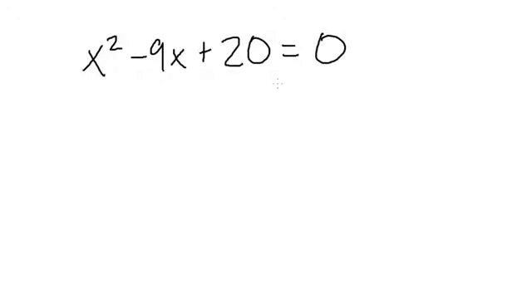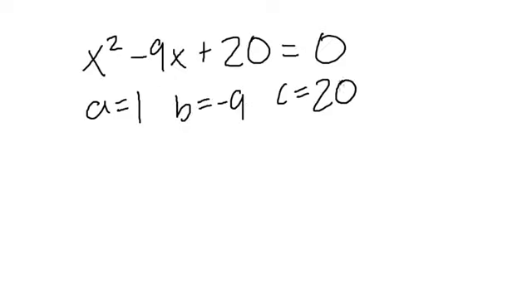Okay, I'll give two last examples. So if we had x squared minus 9x plus 20 is equivalent to 0, now we can plug it into the quadratic formula again. So a is 1, b is negative 9 here, c is 20, so let's plug it in now.